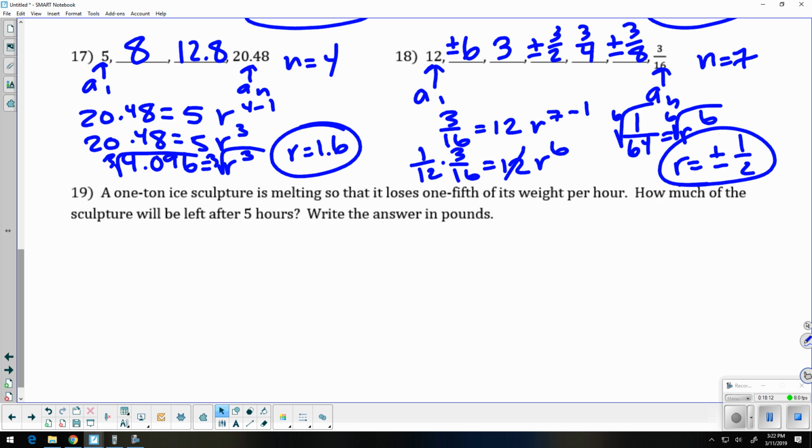This last one, little story problem. So we have a 1 ton ice sculpture. It's melting so that it loses 1/5 of its weight per every hour. So we want to know how much of the sculpture will be left after 5 hours. Write the answer in pounds.